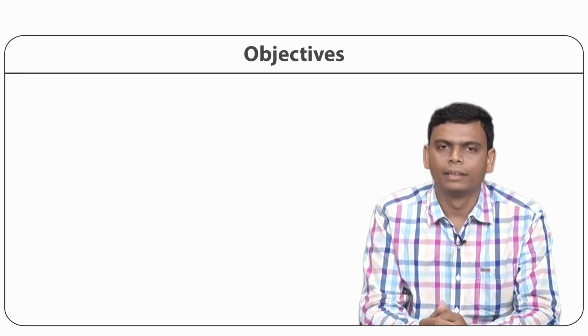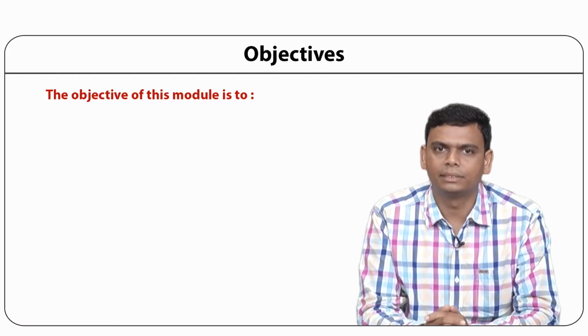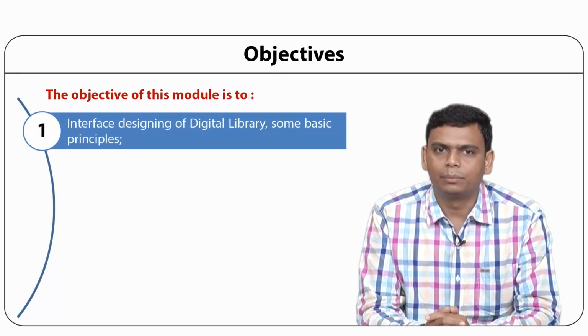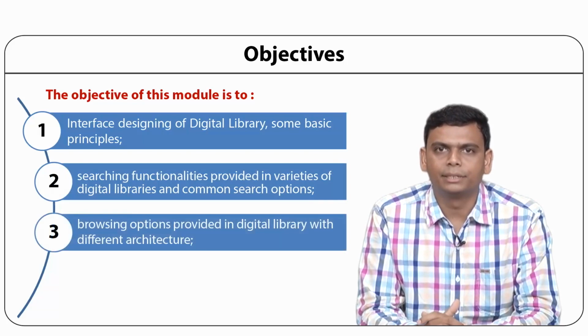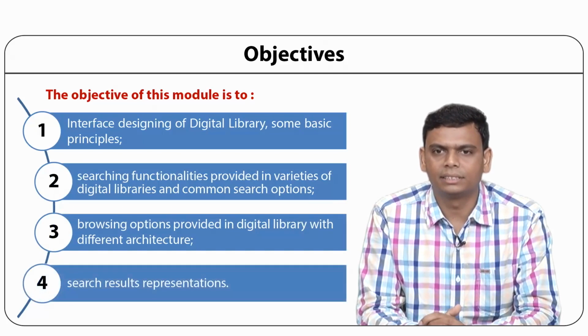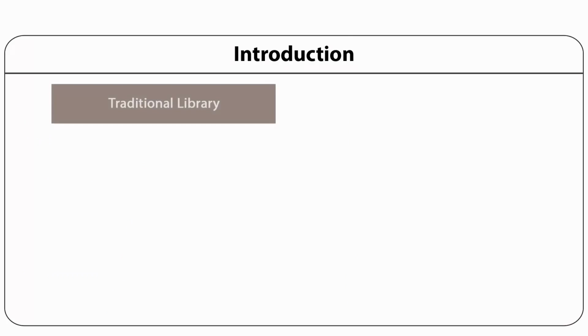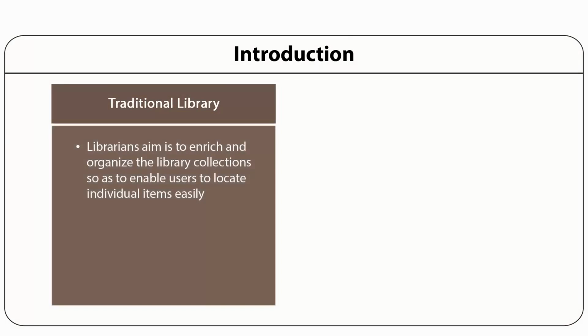Today we'll learn about search and browse interface in digital library, which is a module under the paper Digital Libraries. So in this chapter we'll discuss the interface design of digital library, some basic principles, searching functionality provided in varieties of digital library, common search options available, browsing options provided in digital libraries with different architecture, search results representations.